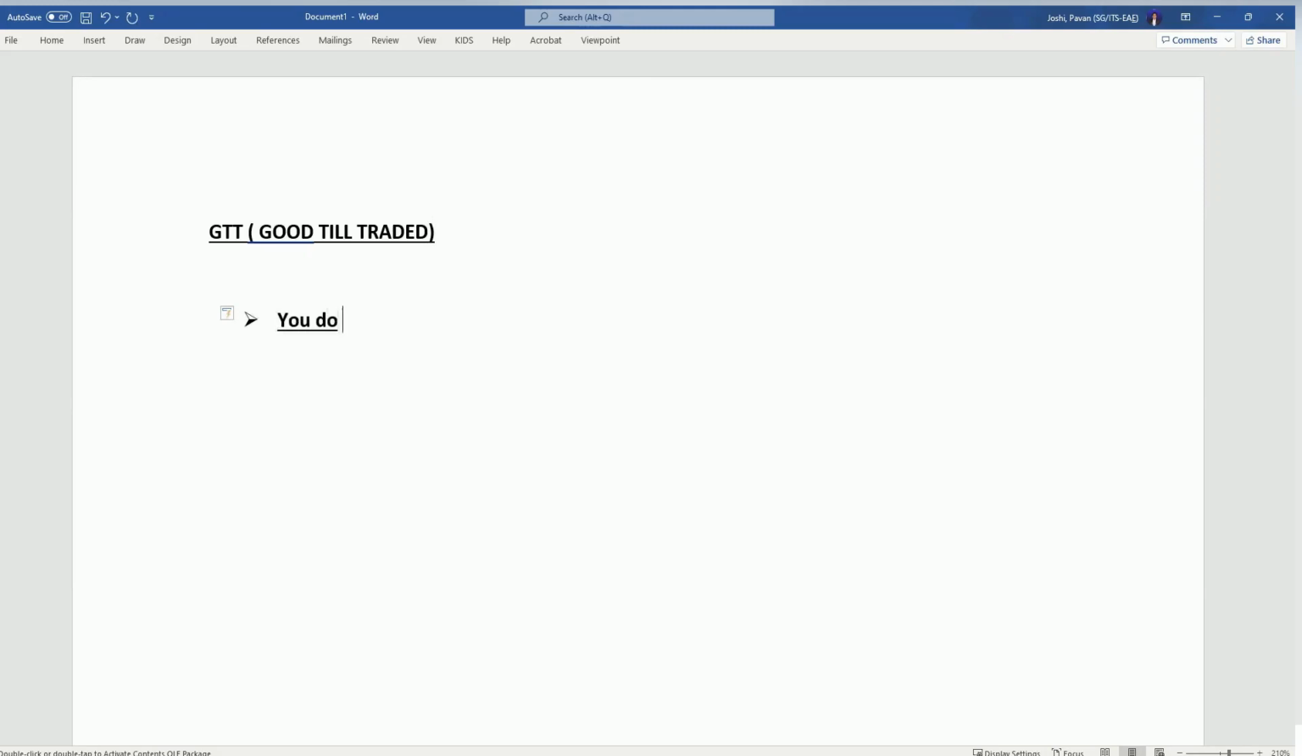What are the advantages of this? The first main advantage is you do not need to be in front of the system. You can automatically trade, and you can automatically set the stop loss as well as the target. So that is the important factor. The second important factor is that this feature is available in Zerodha. In case you have a Zerodha account, you can use this feature, which is readily available for you.